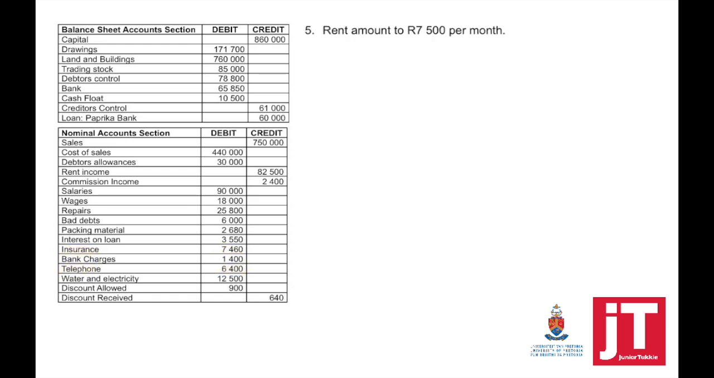Adjustment number 5, rent amount to $7,500 per month. So what's happening here? If the rent is $7,500 per month, it means over 12 months, our rent should have been $90,000. Now, if I'm talking about the rent, what am I talking about? We're now going to look in the nominal account section. There is rent income, which only shows $82,500, but it's supposed to be $90,000. That means that there is still rent which is outstanding.